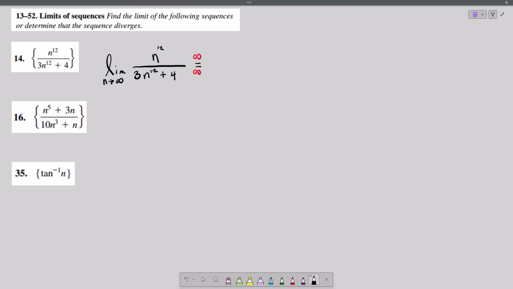Right? We'd have to differentiate. If we differentiate once, then we have a power of 11. Twice, we have a power of 10, all the way down. We have to differentiate like 10 times. Pain in the neck. That's not what we want to do.